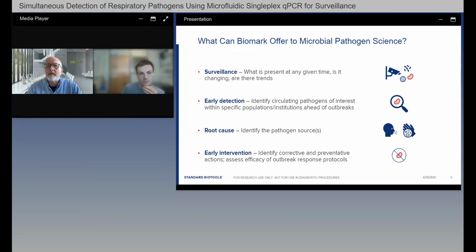So Biomark can offer significant benefits in microbial pathogen studies, surveillance, early detection, root cause, and the potential for early intervention. And we have customers across the world investigating respiratory disease, emerging pathogens, and antimicrobial resistance, gastrointestinal disease, and other opportunistic pathogens. This can be in human health, wastewater surveillance, food safety, animal health, and fisheries, to name but a few.